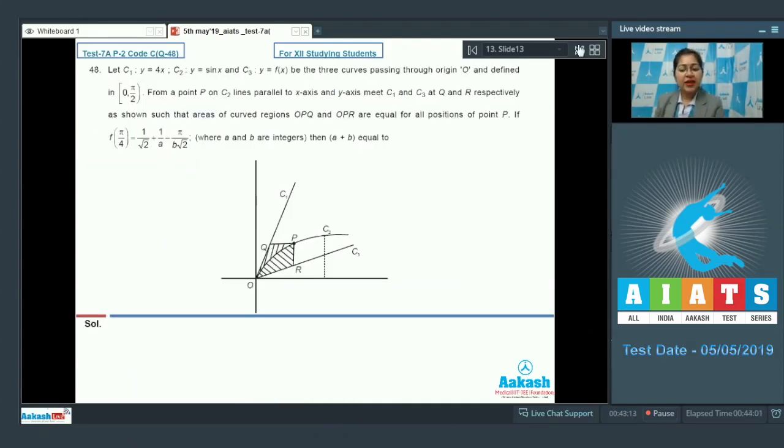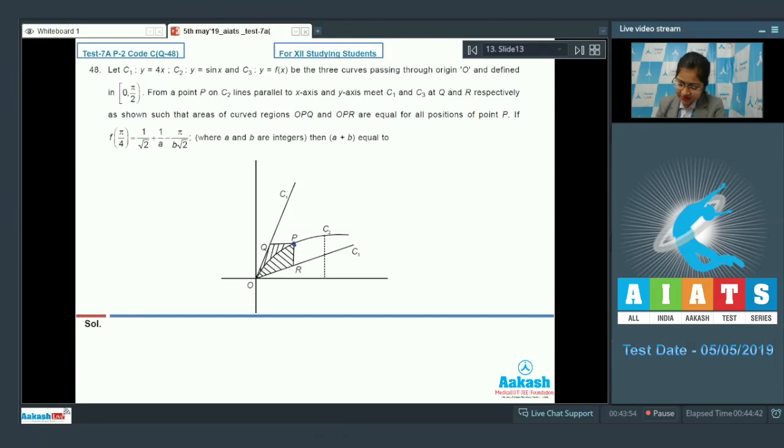Next is question number 48, which says that let C1 be y equal to 4x, C2 be y equal to sin x, and C3 be y equal to f(x), three curves passing through the origin O and defined in 0 to pi by 2. From a point P on C2, lines parallel to x and y axis meet C1 and C3 at Q and R respectively as shown in the figure, such that areas of curved regions OPQ and OPR are equal for all positions of point P. So we have to find the value of f of pi by 4, right?